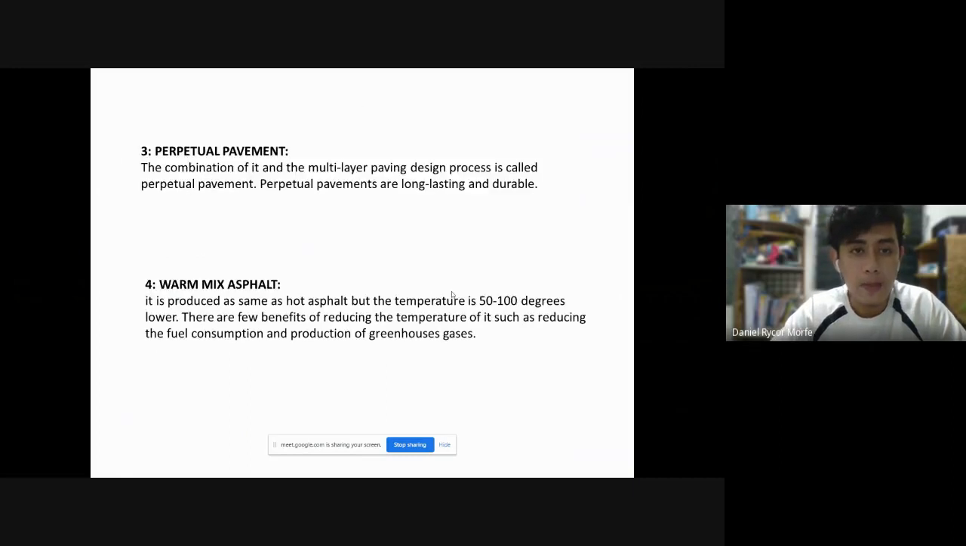Perpetual pavement, the combination of it and the multi-layer paving design process is called perpetual pavement. Perpetual pavements are long-lasting and durable, while warm mix asphalt, which is number 4, is produced the same as hot asphalt, but the temperature is only ranging from 50 to 100 degrees lower. Okay, warm man siya while the other is real hot.